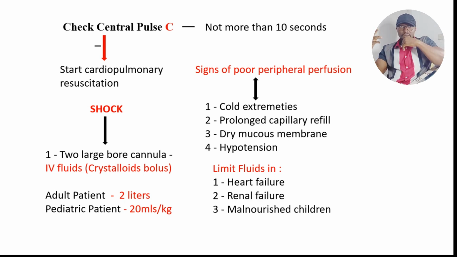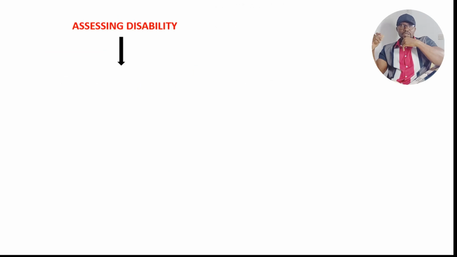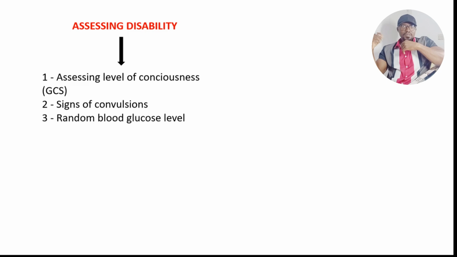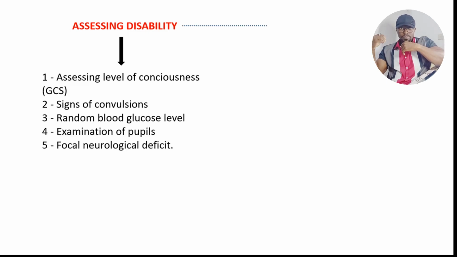Disability must also be assessed. This involves rapid assessment of the neurological status. This includes assessment for the level of consciousness using the Glasgow Coma Scale, signs of convulsions, random blood glucose level, examination of pupils, and also the presence of focal neurological deficit.